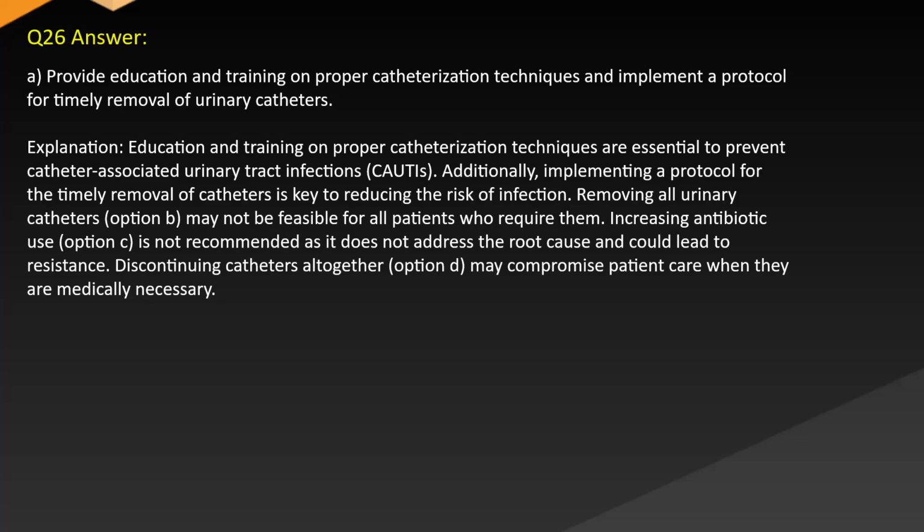Removing all urinary catheters, option B, may not be feasible for all patients who require them. Increasing antibiotic use, option C, is not recommended as it does not address the root cause and could lead to resistance. Discontinuing catheters altogether, option D, may compromise patient care when they are medically necessary.